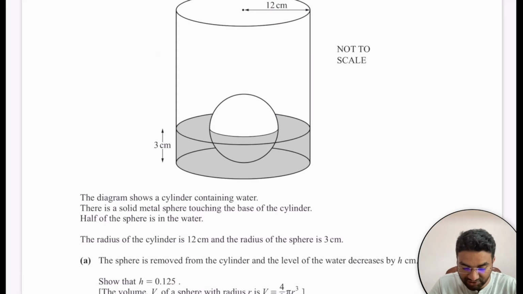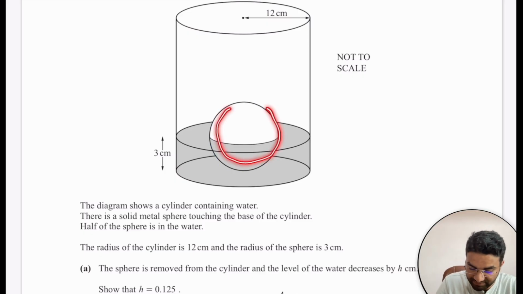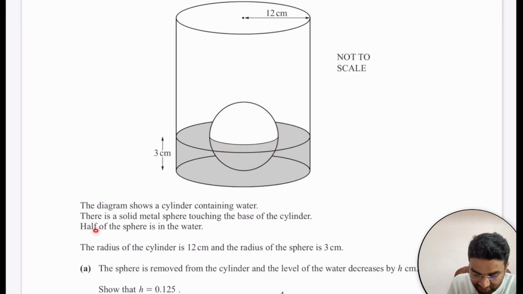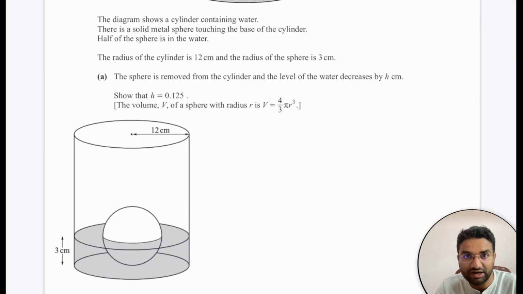And the next question: the diagram shows a cylinder containing water. There is a solid metal sphere touching the base of the cylinder. Here we have a solid sphere which is touching the base. Then half of the sphere is in water, meaning this part is in water. The radius of the cylinder is 12 centimeters as given here, and the radius of the sphere is 3 centimeters, which is given. Now I have drawn this sphere here for understanding purposes.